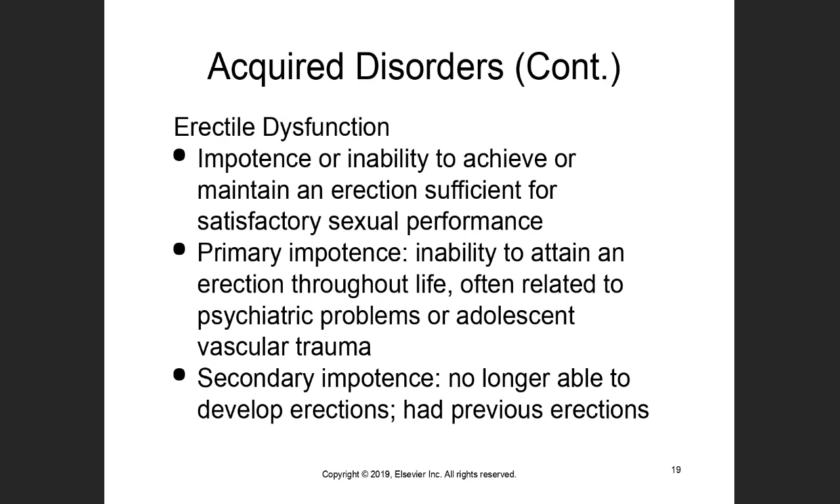Okay, it could be primary or it could be secondary. Okay, primary is inability to attain an erection throughout life. That means that you never have had an erection in your life. Okay, secondary is that you had erections and now you can't make an erection. Okay.